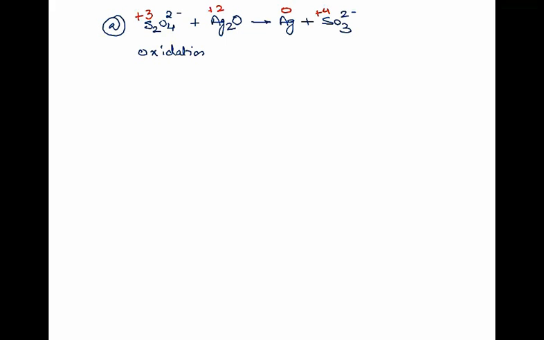This was our first question, and what was the equation? S2O4 2- plus silver oxide Ag2O, giving silver plus SO3 2-. Now let's write, this was +3 on the reactant side, so this is +3, and on this side it is +4. This is +1 and this is 0. Now let's write the oxidation and the reduction half reactions. So this is oxidation, and we have got reduction half reaction.